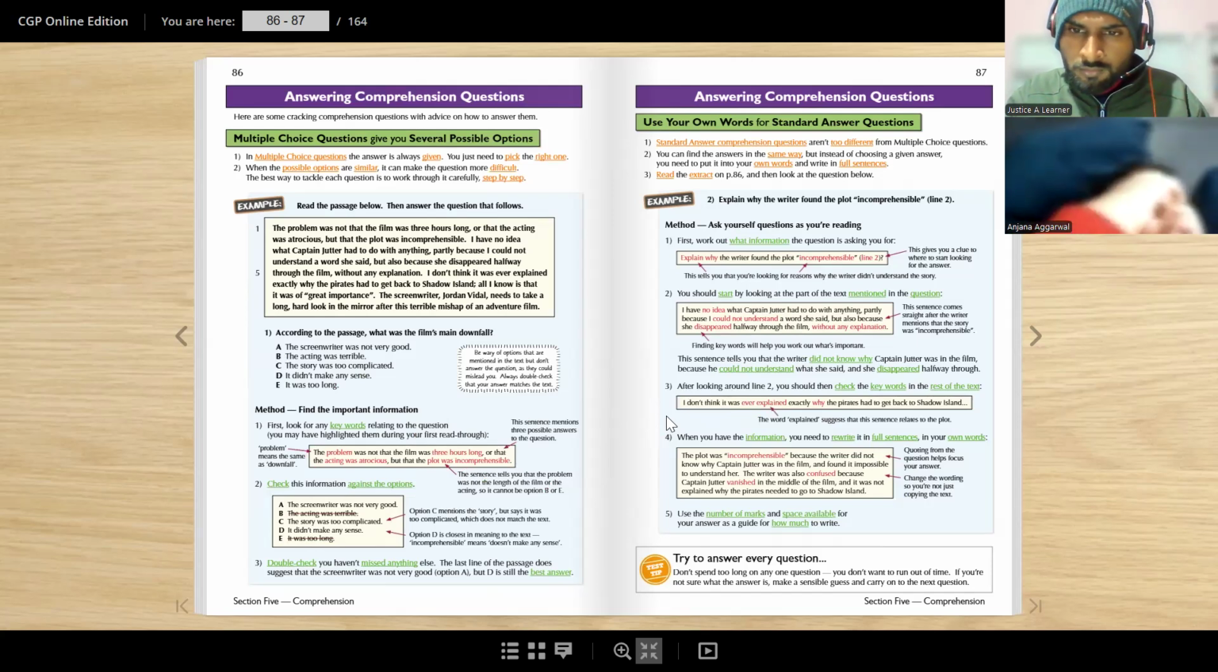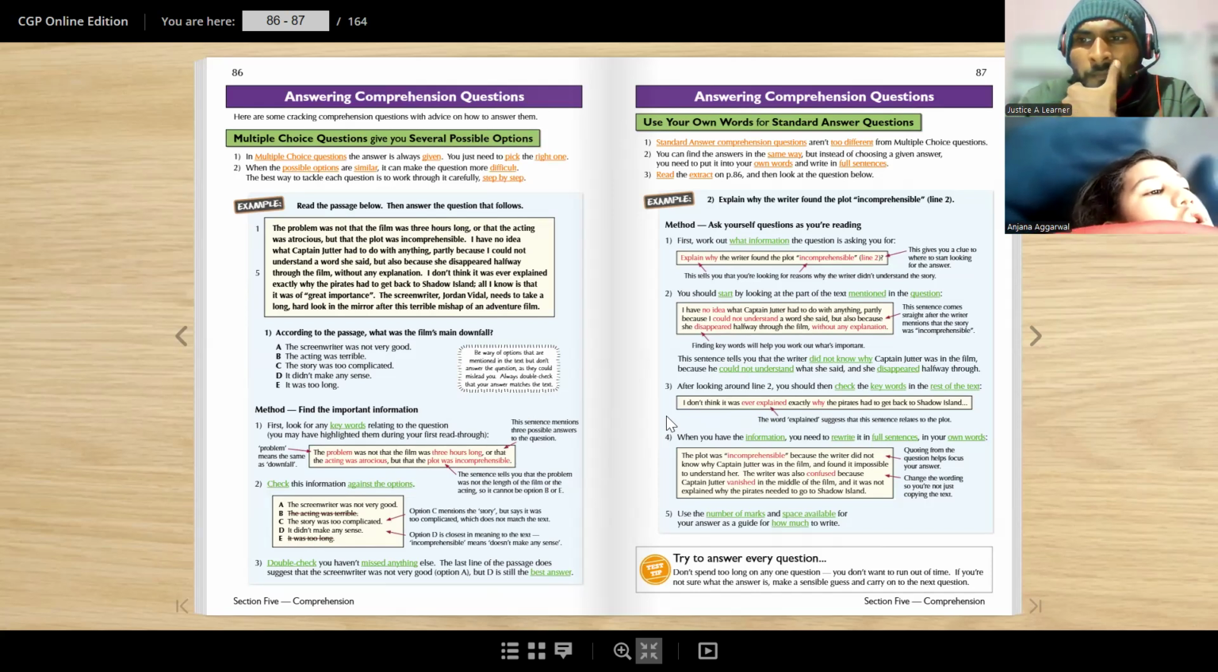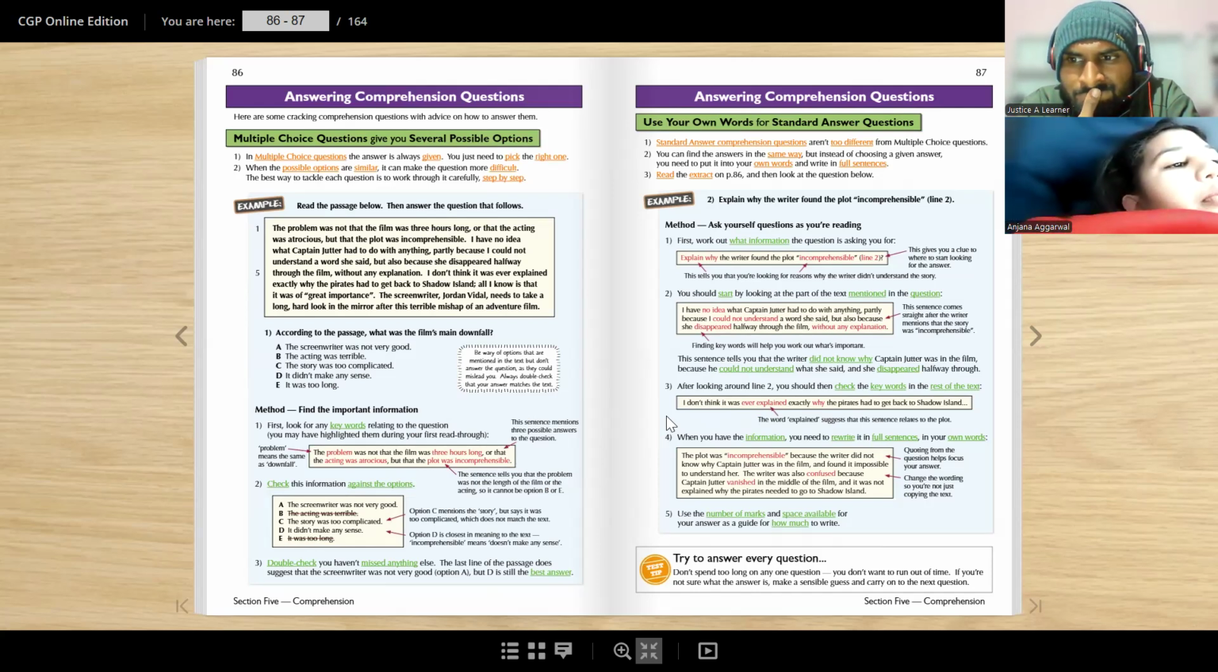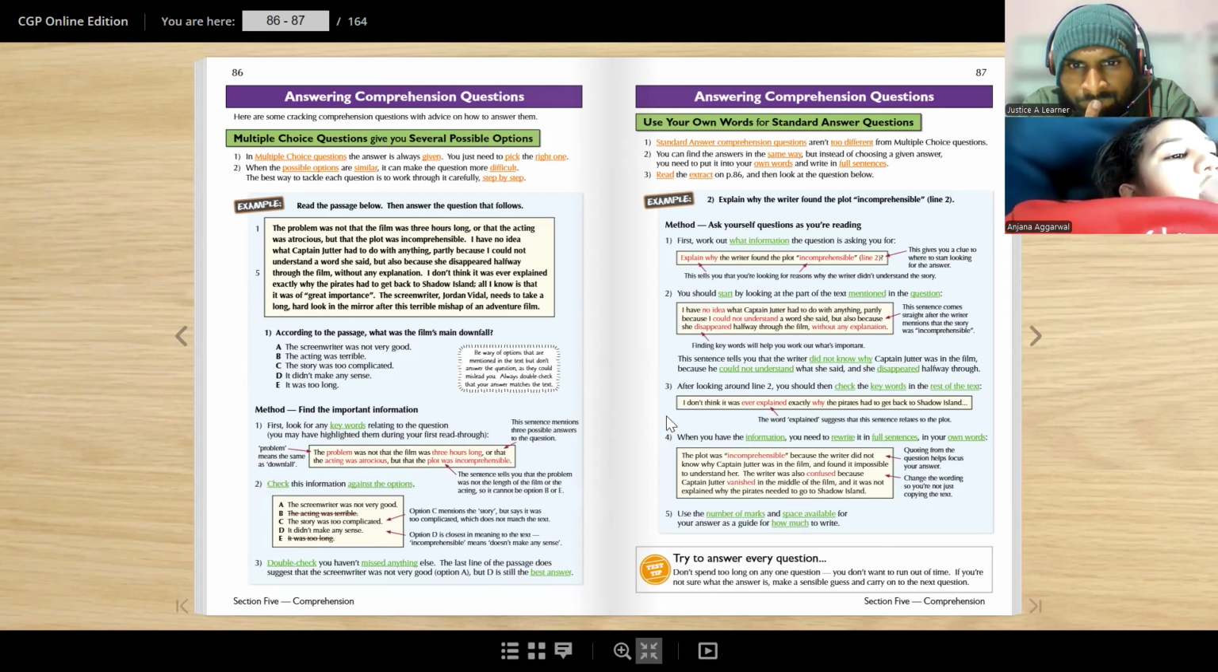Okay. Answer comprehension questions. Use your own words for standard answer questions. Standard answer questions, comprehension questions, are different from multiple choice questions. You can find the answer in the same way, but instead of choosing a given answer, you need to put it into your own words and write it into full sentences. Read the extract on page 86 and then look at the question below. So we've already looked at that. Explain why the writer found the plot incomprehensible.